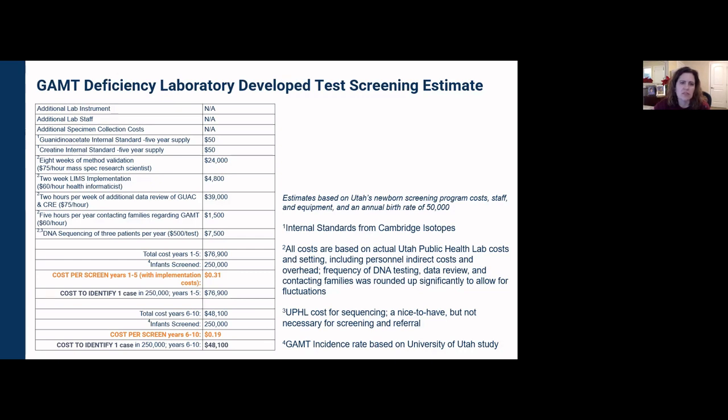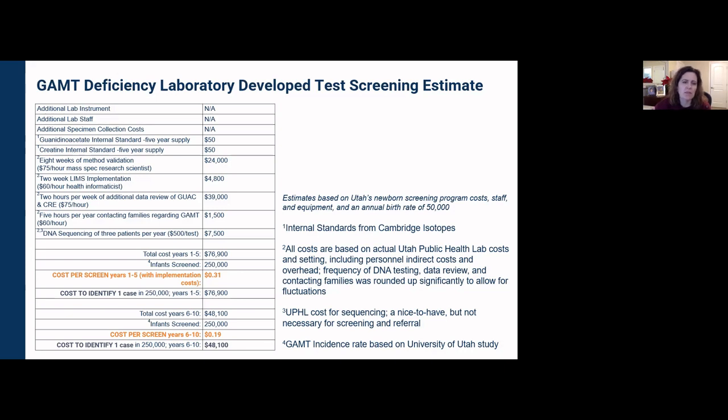The internal standards are very, very affordable. $50 for 5 years' supply of both. And we included the validation time and the staff cost of that validation time, as well as the implementation in the LIMS system. And again, we have a LIMS system that we had control over and can implement changes in. And that's not always the case as well.